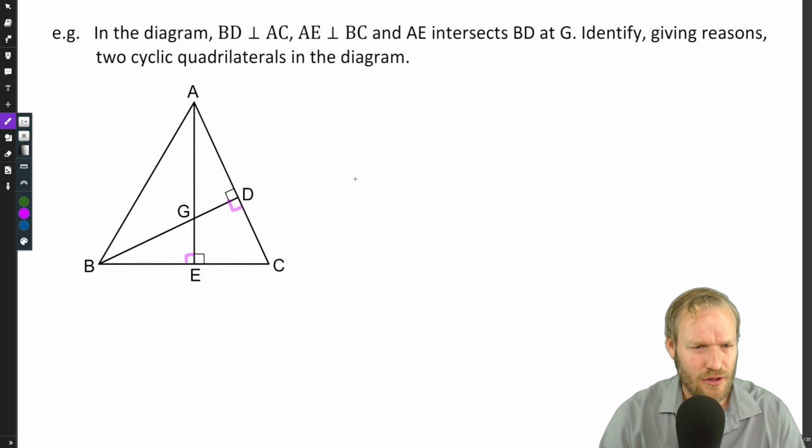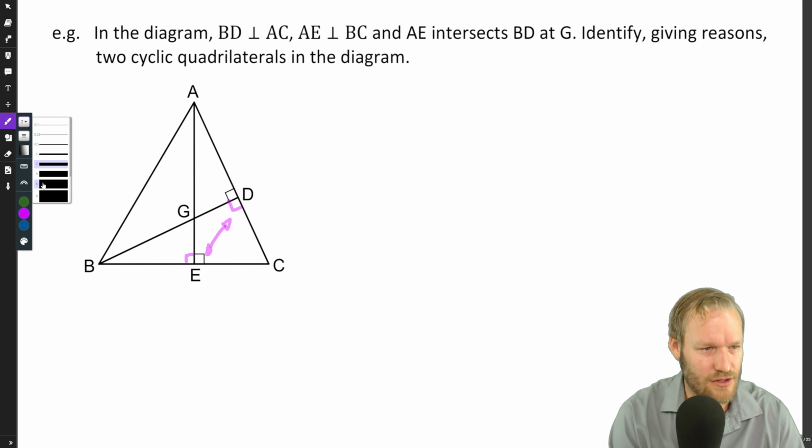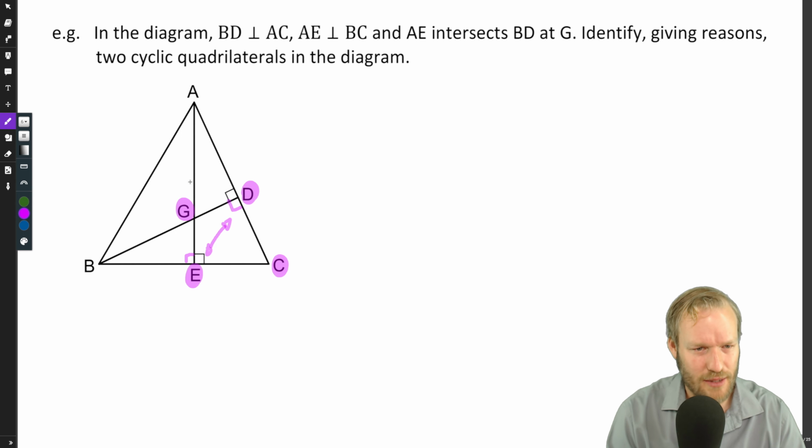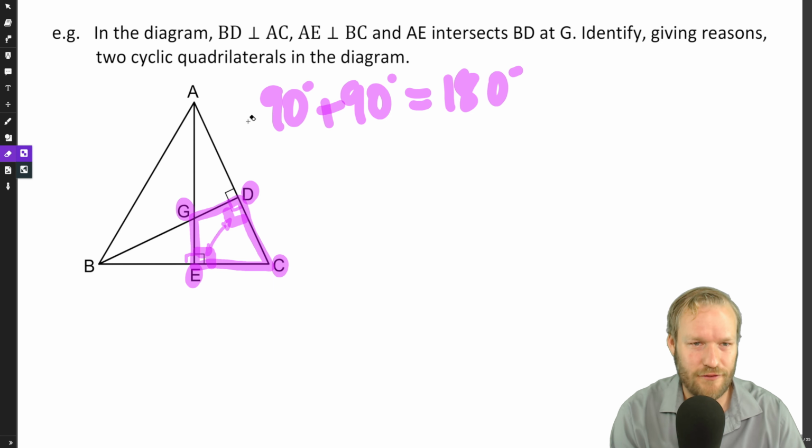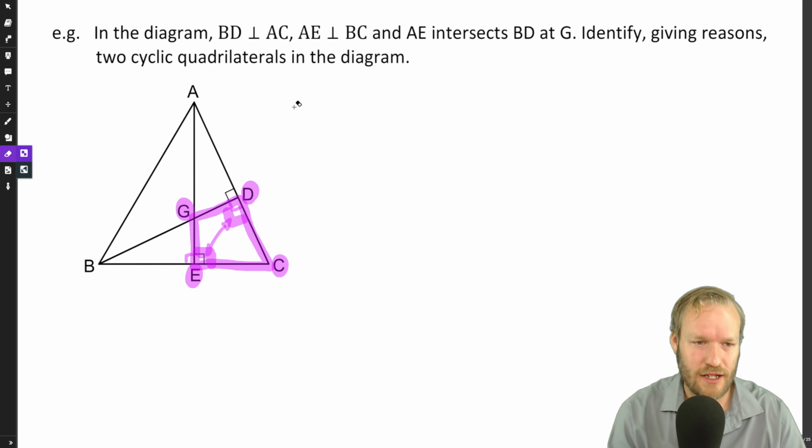Okay, so let's have a look. Well, I can already see these 2 angles are opposite each other if we considered ECDG. So that's what I'm going to look at to go, I wonder if this here is a cyclic quad. Well, I think it definitely is because look, this is 90 degrees, that's 90 degrees. 90 plus 90, well, that's 180, right? So the opposite angles are indeed supplementary. So our first cyclic quad is that one.